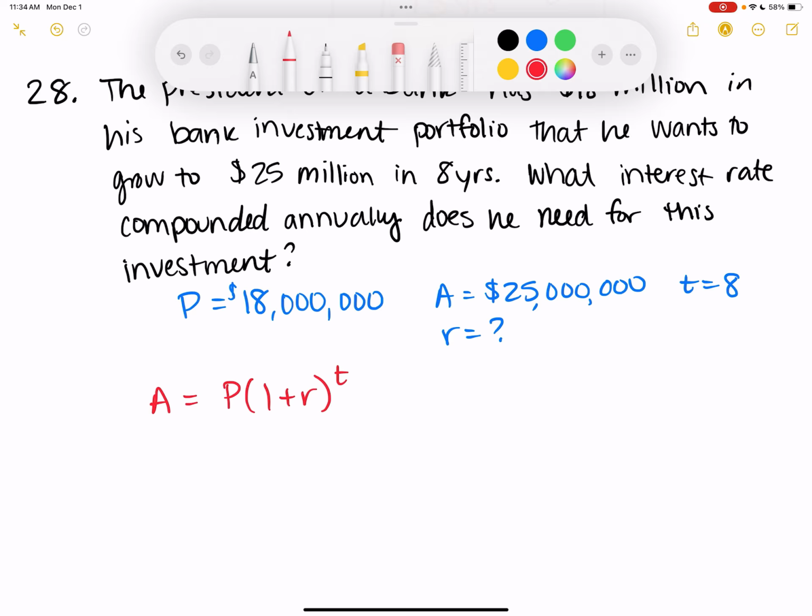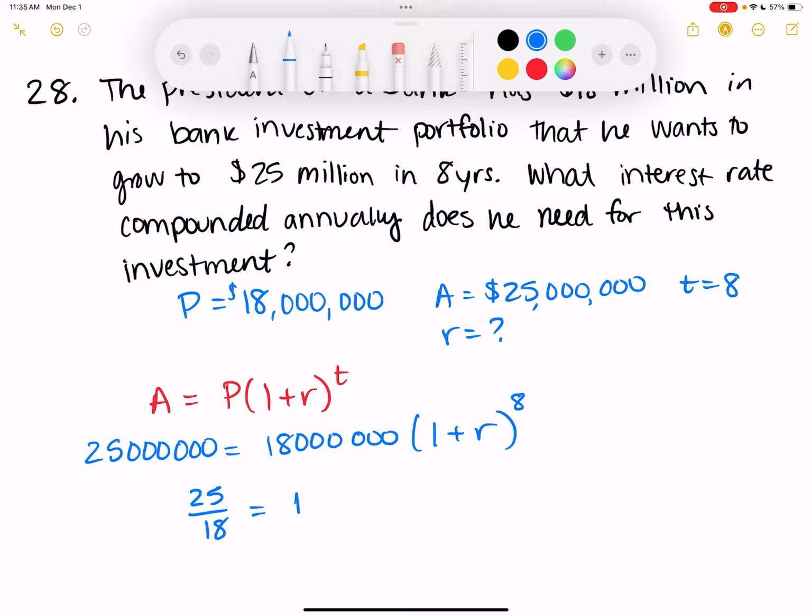All right, so 25 million equals 18 million times 1 plus R raised to the 8. Dividing, so essentially I end up with 25 over 18. If you want to go ahead and get that, you can, or you can just write it as 25 over 18 is equal to 1 plus R raised to the 8.